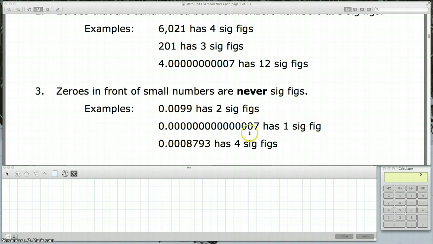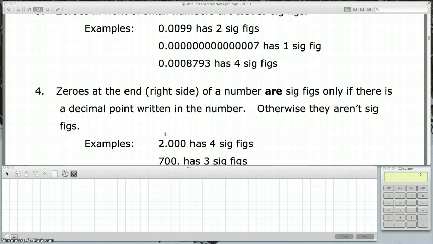Doesn't matter how many zeros there are. If you have zeros in front, they are never sig figs. So the only sig fig here is the 7. Here, those zeros in front are not sig figs. The 8, the 7, 9, 3, those are all sig figs. But the zeros in front are not.